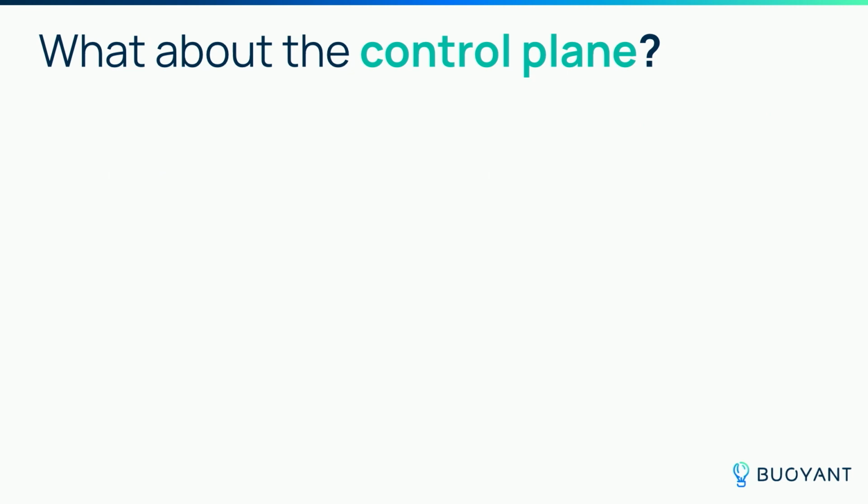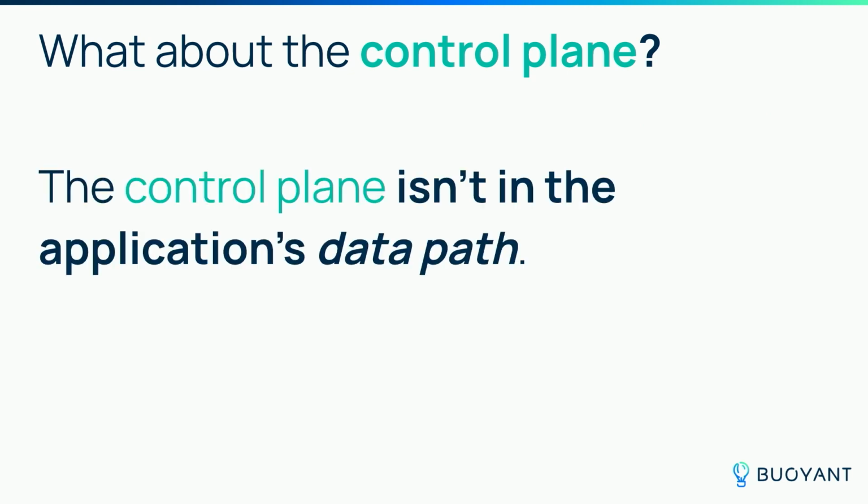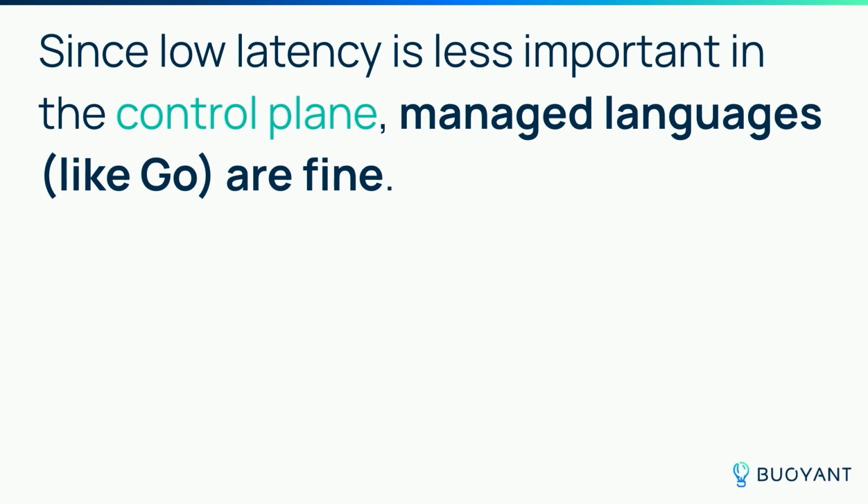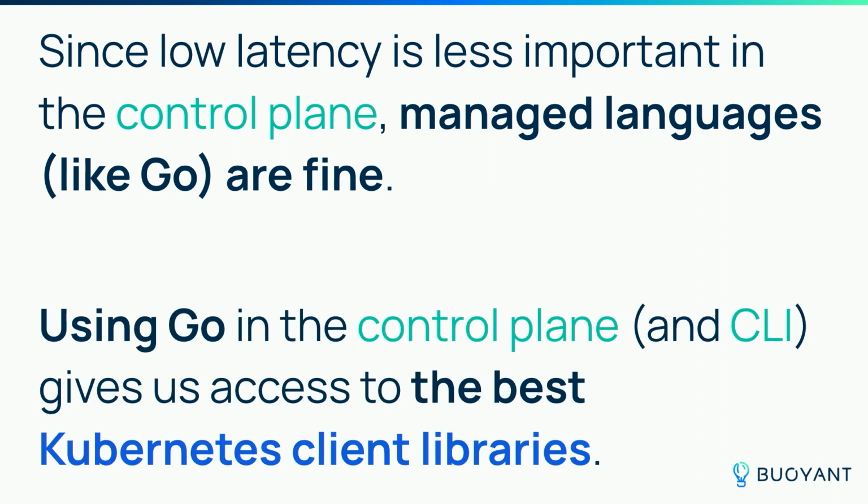So this is all for the data plane, the proxies. But what about the control plane? The control plane is not actually in the application's data path. It's just pushing down configuration and managing these proxies. So if a piece of configuration takes 100 milliseconds longer to propagate, it's maybe not the end of the world. Because it doesn't have the latency requirement that the data plane does, we have a little bit more freedom in our choice of language here. Rust isn't maybe as necessary. So a managed language like Go is actually a great choice, and that's what we decided to do.